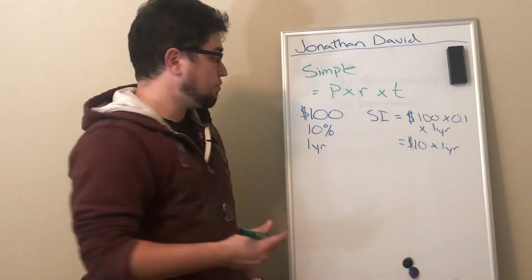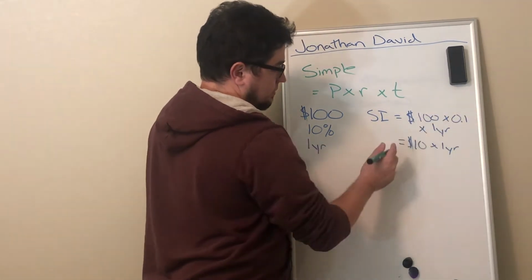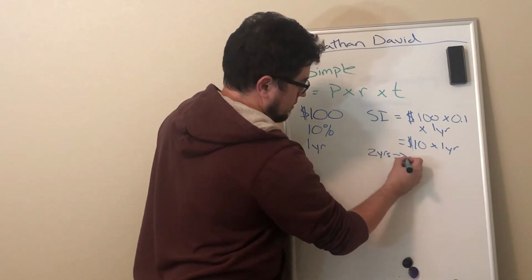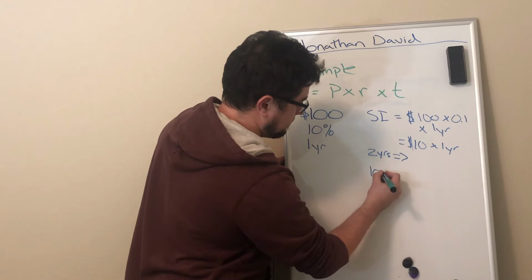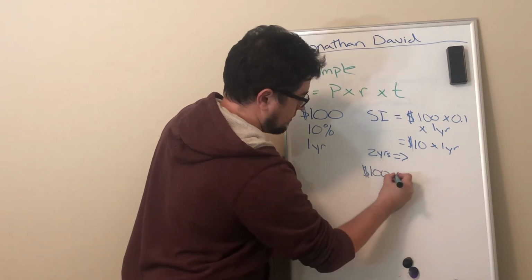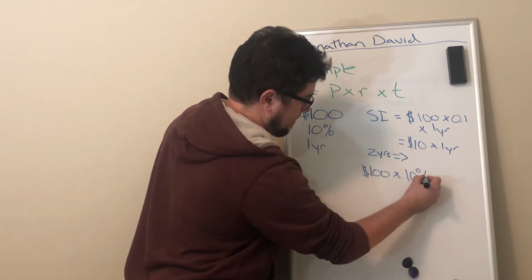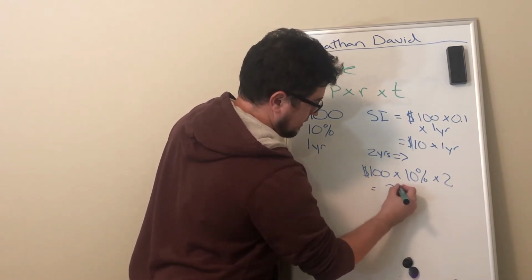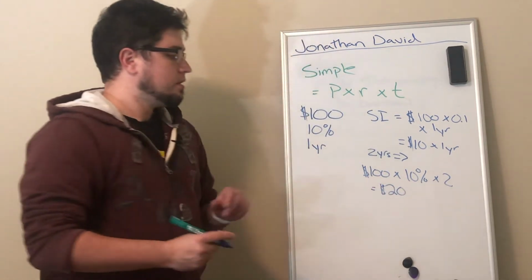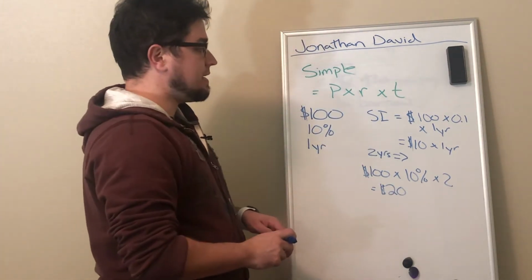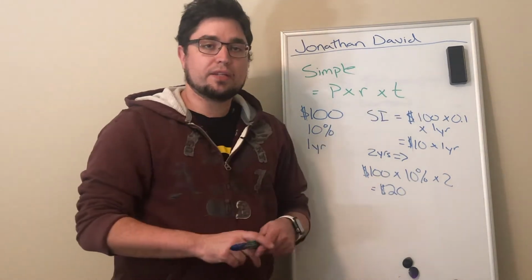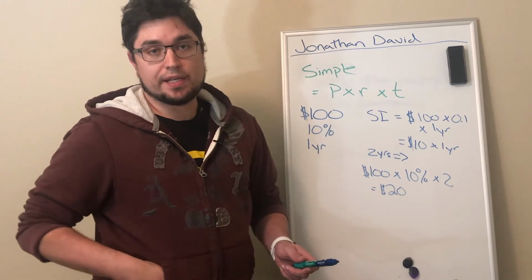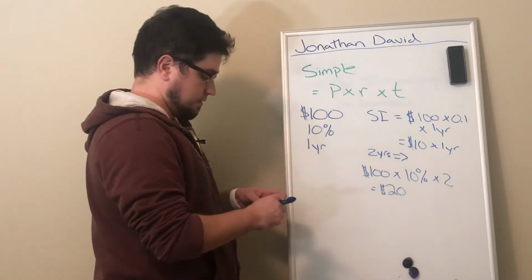If we were to go 2 years, we would just swap out this 1 year. So for 2 years, we would have 100 times 10% times 2, which is equal to $20. As you can see, the main takeaway is the interest is only applied to the original principal of the loan. It does not include any interest that you gain on your interest.